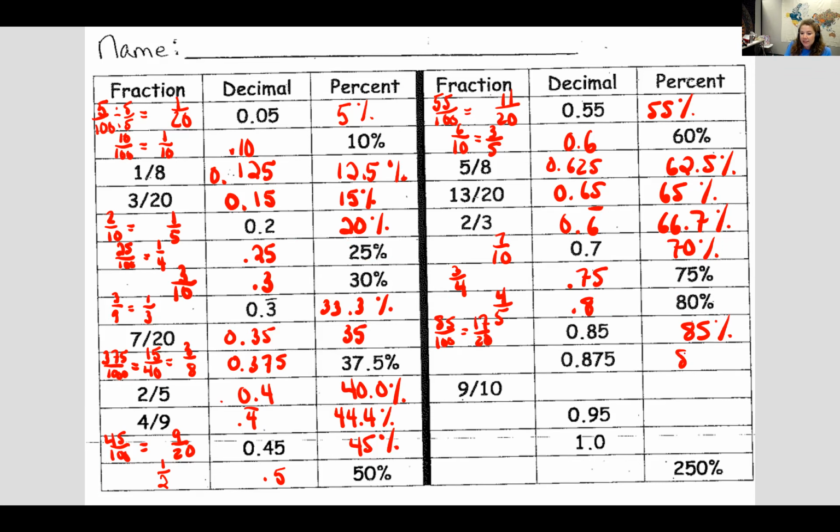And then we have 87.5, which is what? 875 over 1,000. I could divide by 25, and I get 7/8. This is 0.9 or 0.90, which is 90%. 95%, which is 95 over 100, which would be what? 19 over 20, I think. And then 1 is 100%, which is just 1 or 1 over 1. And then we have 2.5%, which 2 5/10 equals 2.5.